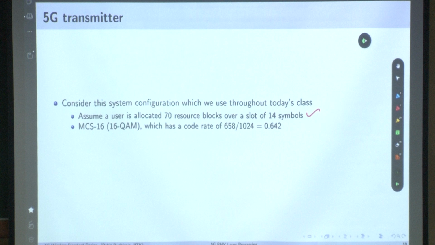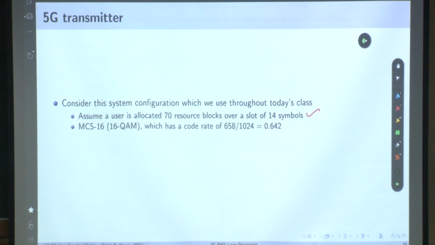And then what does the MAC layer give? It gives a certain amount of data which is called a transport block, okay. And then this transport block is a function of the data rate requirement of a user, okay. So in this case, it turns out that a user is allocated 70 resource blocks over 14 symbols. By the way, this decision is made by the scheduler, okay. We understood different kinds of schedulers.